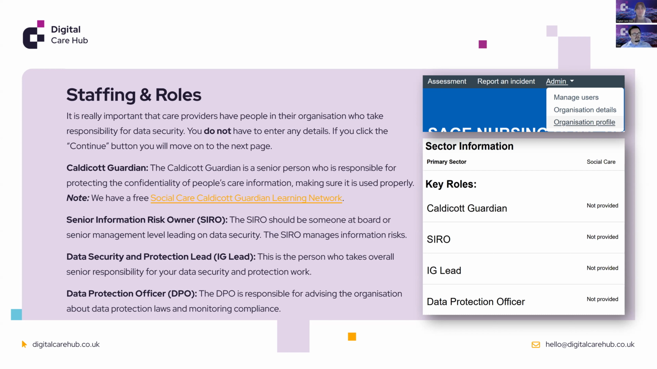The note that I've put in there is that we do also have a social care Caldecott Guardian learning network, which is a little bit long, but basically it's just a group of people who are Caldecott Guardians who work in social care. And we're trying to figure out what support we need. It's a role that's been around in the NHS for a very long time, but not very long in adult social care. So the more we can come together, and again, it's a totally free network. There's no cost to join. It's just something that Digital Care Hub decided to run because it seemed like an obvious need.